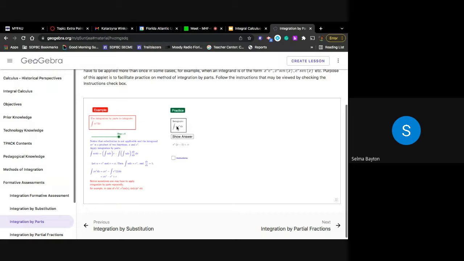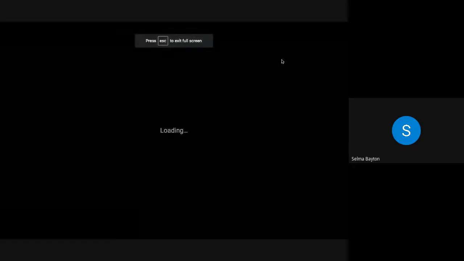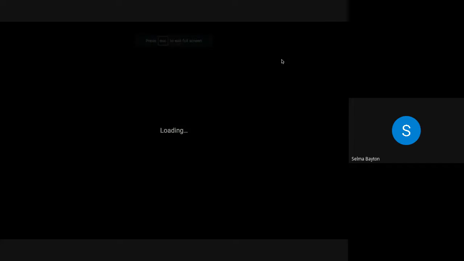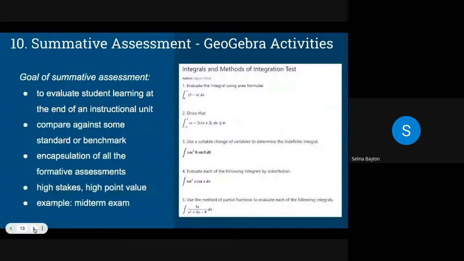Here, the teacher will monitor the students to make sure that they use the correct method, or usually they work in groups. And after they do the integration, they just show the answer, and it will give them the answer and let them know whether they're correct or wrong. Okay, so that's an example of our GeoGebra using some formative assessment. We do the same thing with summative assessment.